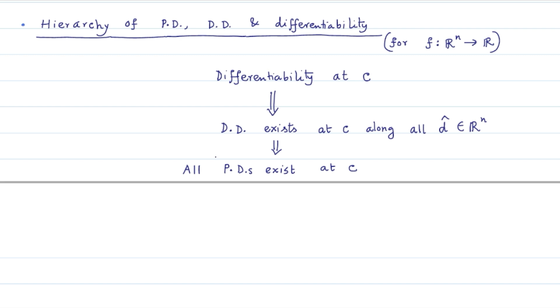Now here I would like to mention a sufficient condition under which existence of partial derivatives implies the differentiability of the function f at C. A sufficient condition is that if all the partial derivatives exist in some neighborhood of C and are all continuous, then the function f is differentiable at C. So if f_{x_j} is continuous in some open ball centered at C for all x_j, j equals 1, 2, till n, then the function f is differentiable at C.